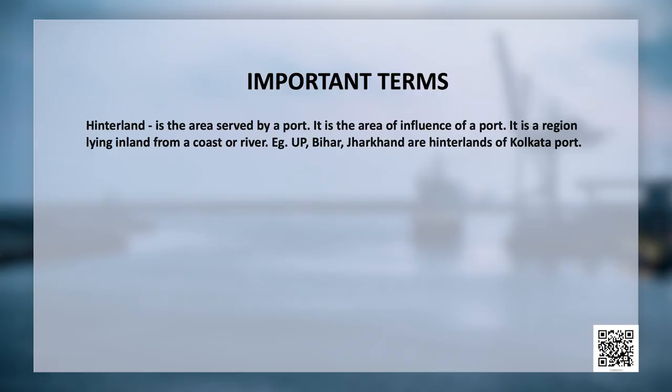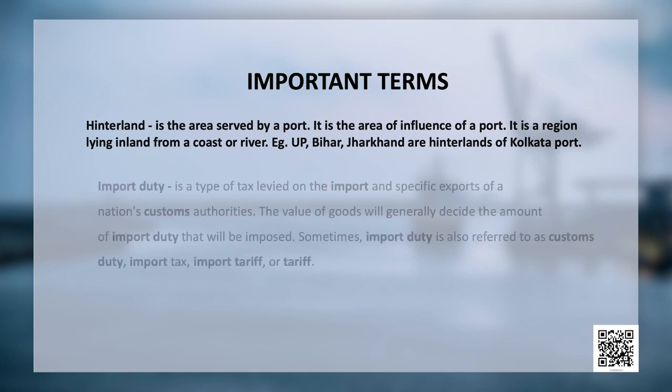After going through the chapter, you must be well versed with the following terms. These terms are hinterland. Hinterland is the area served by a port. It is the area of influence of a port. It is a region lying inland from a coast or a river. For example, UP, Bihar, Jharkhand are hinterlands of Kolkata port.